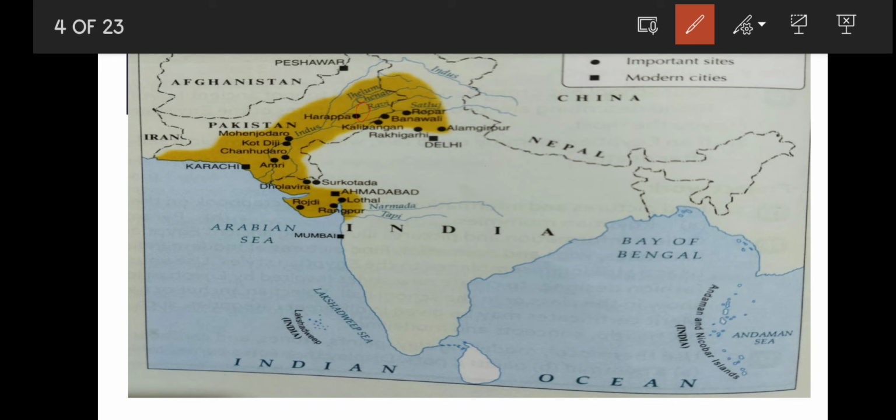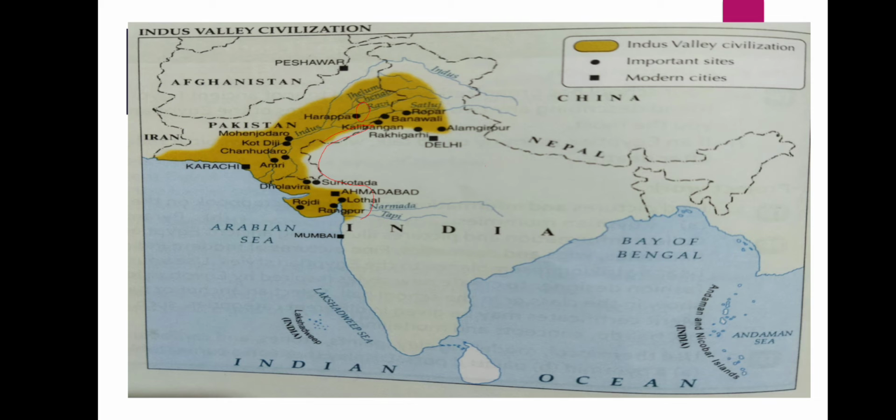Kot Diji, Chanhudaro, Amri, Dholavira, Rojdi, Rangpur, Lothal. Like this, this civilization extended till here also. Nowadays we also find a few Harappan civilization sites in India. They extended like this. Now you understood about the sites of the Harappan civilization.